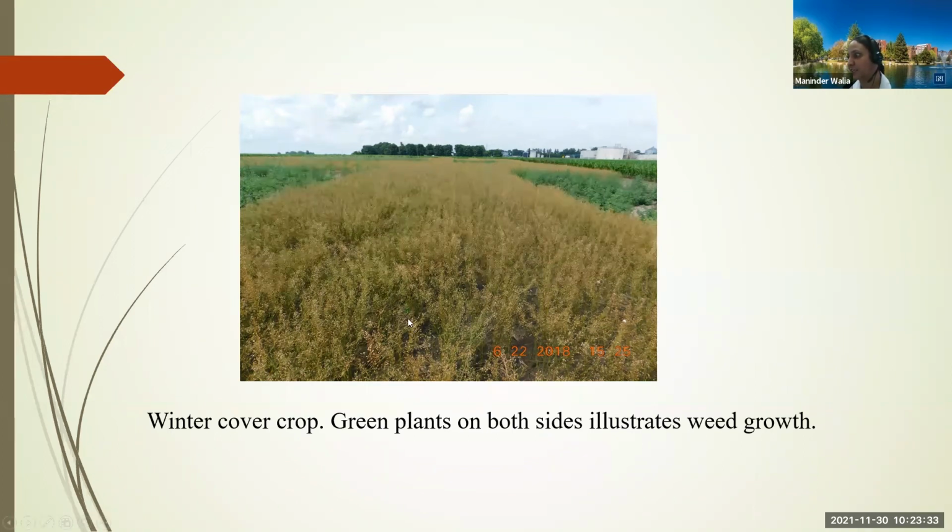This is all winter camelina, and on both sides of the field you can see the weed growth. This is all weeds, and you can clearly see how the inclusion of the cover crop on the piece of land helps to reduce the weed pressure. Camelina belongs to the brassica family and produces glucosinolates, which also help reduce weed pressure. I am not saying that this is a valuable crop, but it is all about how cover crop inclusion can help with reducing the weed pressure on the same piece of land.